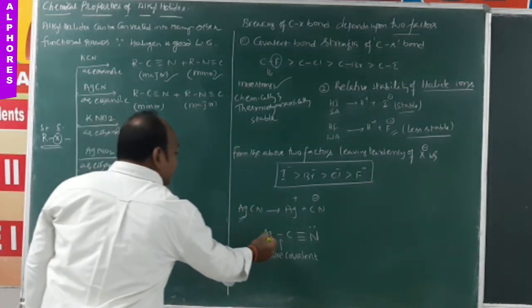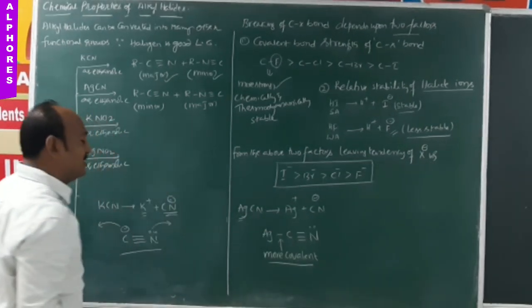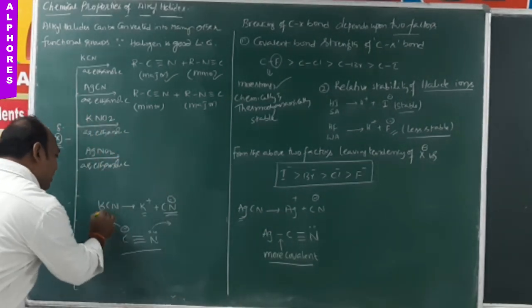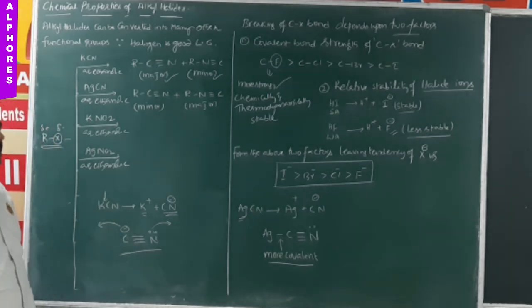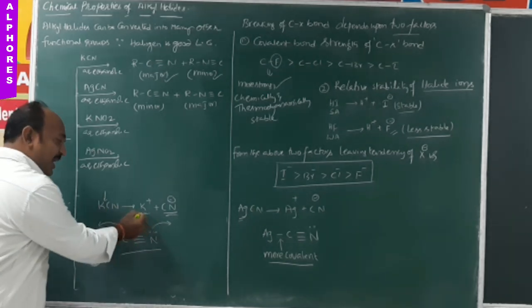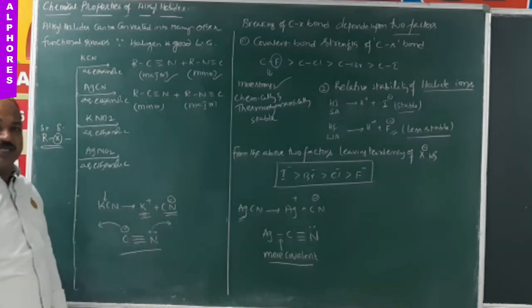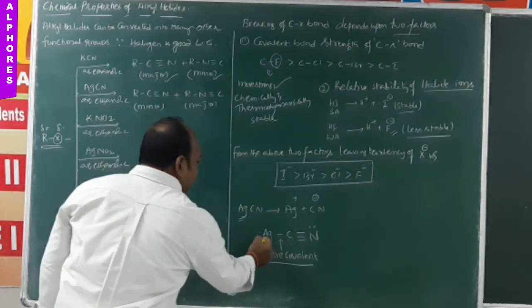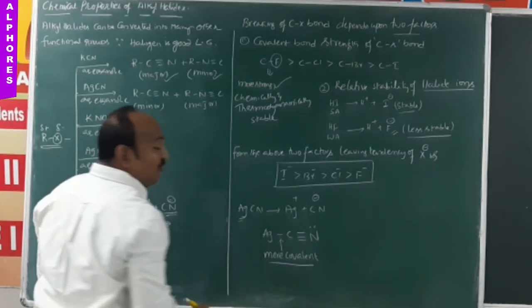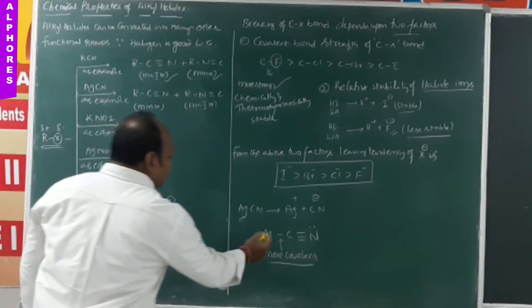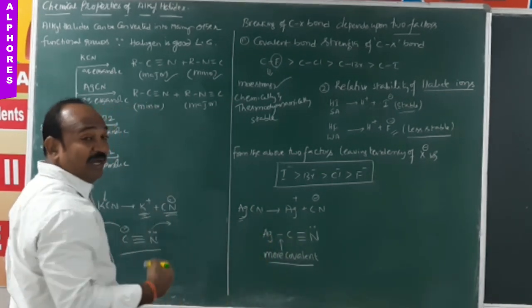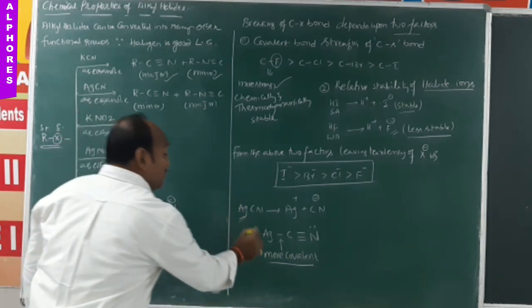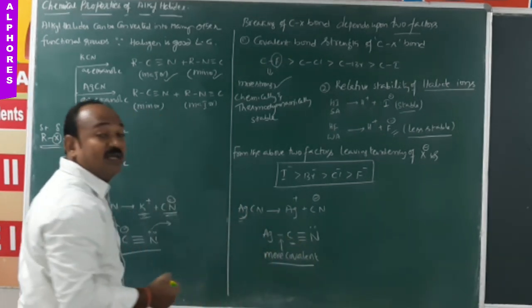Here the Ag-C bond has more covalent nature, whereas the K-C bond is more ionic in nature. Since it is more ionic, it can readily dissociate into K plus and CN minus. In case of AgCN, the Ag-C bond is more covalent, so this dissociation is relatively less. That means the availability of negative charge on this carbon is less.